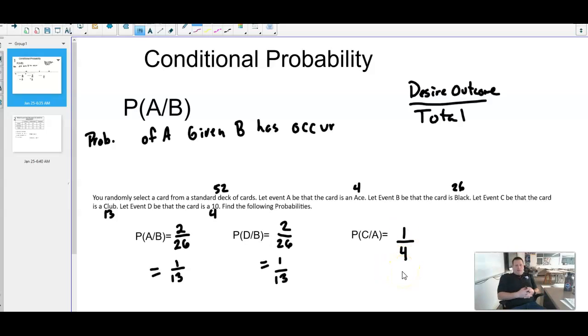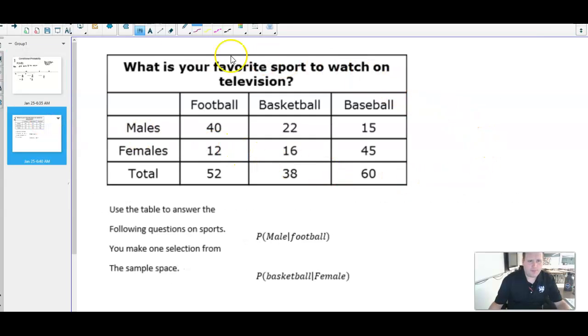And that's really just conditional probability. It's just changing your outcomes really. And so you've got to take a look at what you've got. Okay. Let's look at another different example from a two-way table.